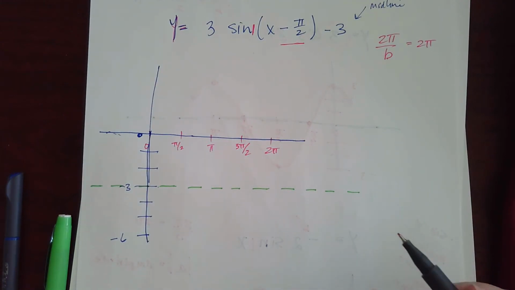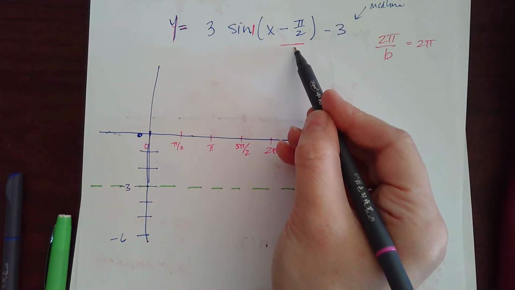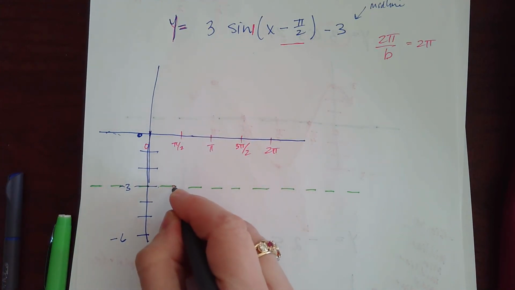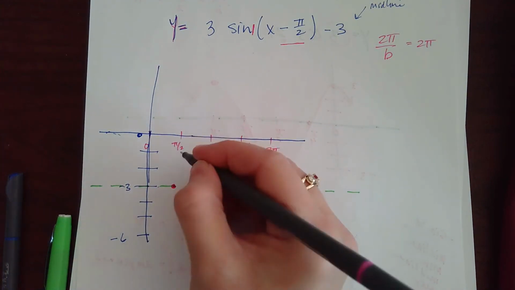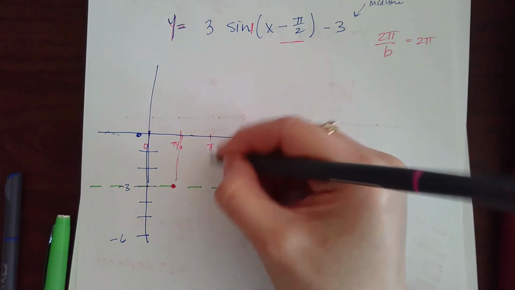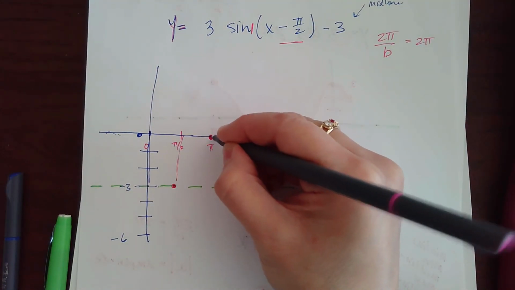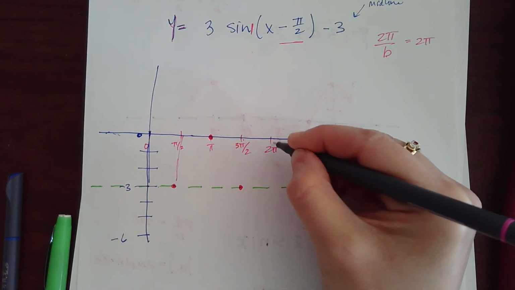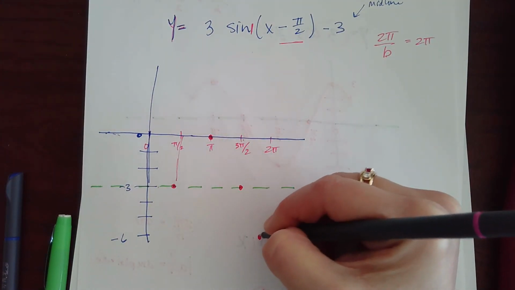So before we start doing our pattern of midline, max, midline, min, midline, we need to shift the function to the right pi over 2. So my first point, pi over 2, is going to be at the midline. Then the next point, which is pi, is going to be at a max. The next point is going to be at a midline. The next point is going to be down here at a min.